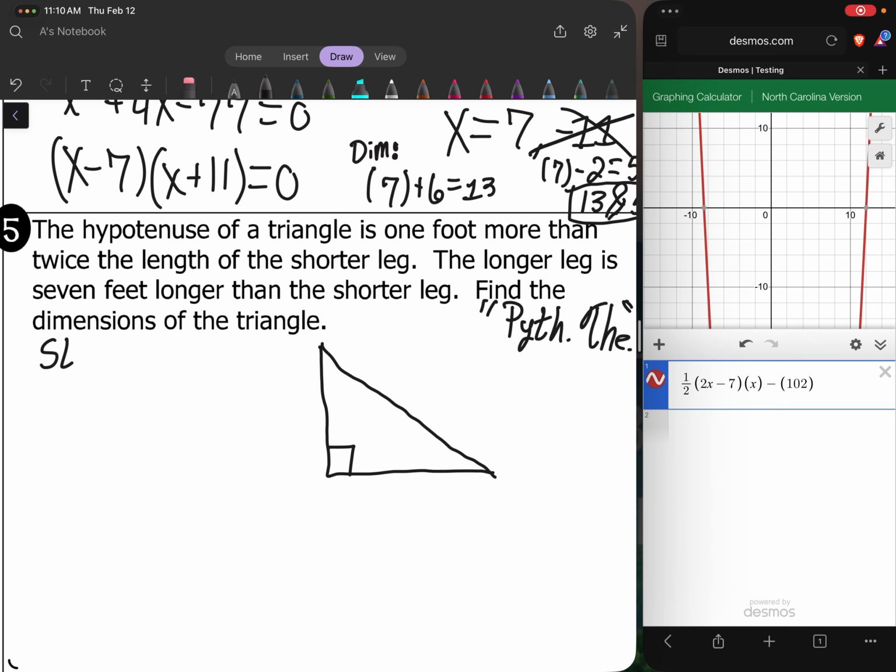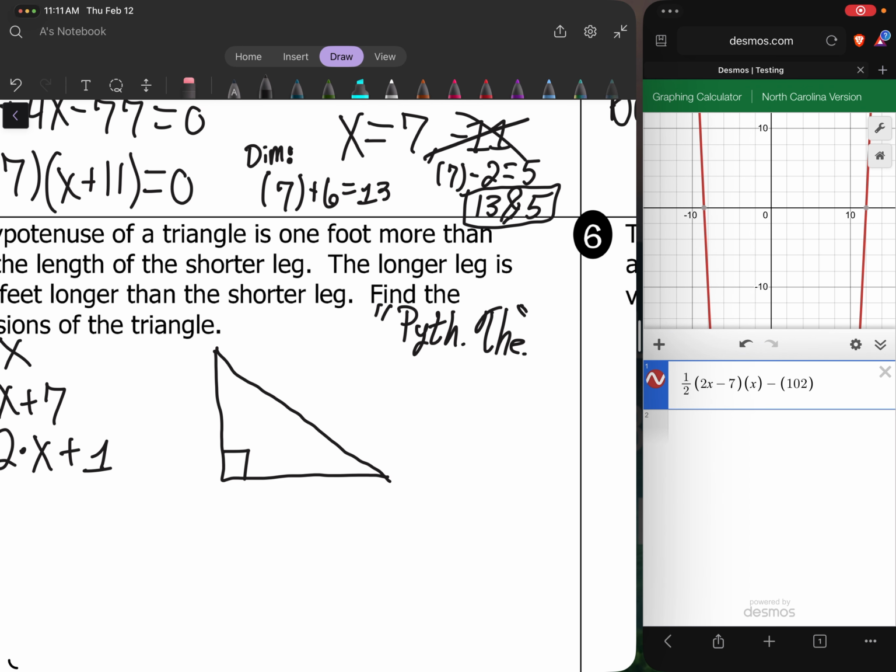So I have the short leg, I have the long leg, I have the hypotenuse. The long leg and the hypotenuse are based off the short leg, so I'm going to call it x. The longer leg is 7 feet longer than the short leg, so x plus 7. And the hypotenuse is 1 foot more than twice the short leg. 2 times x plus 1. This is all the information it gives me. Because this is a right triangle given the hypotenuse, I need to use Pythagorean theorem in order to solve for x. Now I'm going to let you do that.